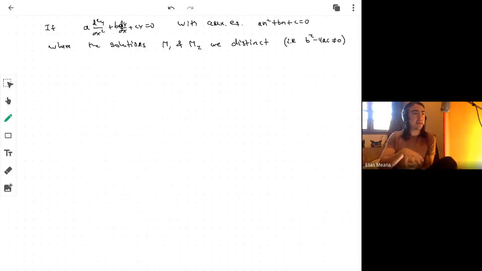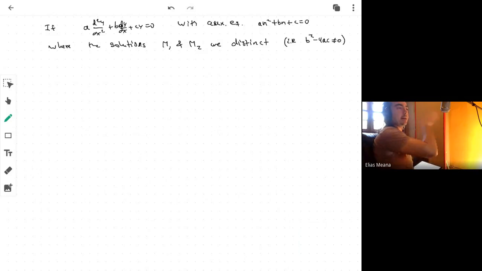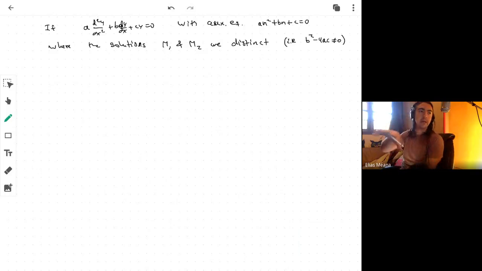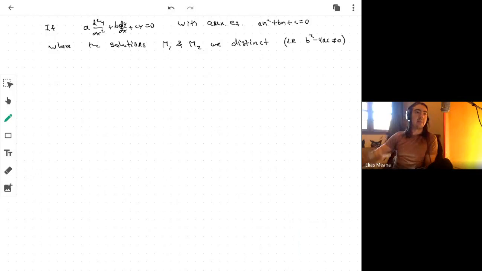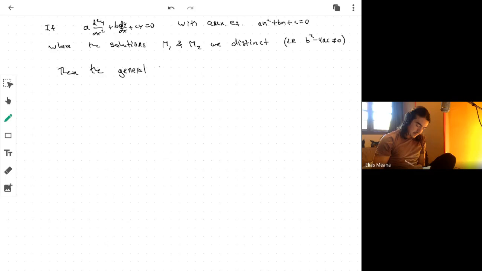So in other words, if we have a second order differential equation with constant coefficients, it's homogeneous, and we have an auxiliary equation given by a m squared plus bm plus c, and the roots m1 and m2 are distinct from each other, then we can definitely say the general solution to our ODE will be y equals A e to the m1x plus B e to the m2x.